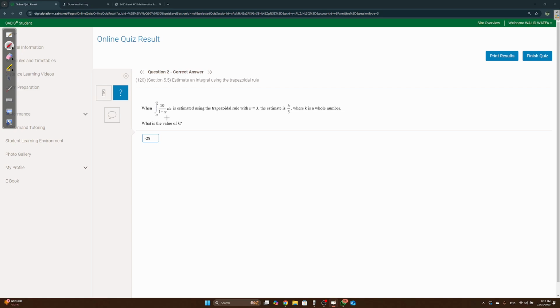The integral from minus 6 to minus 3 of dx is estimated using the trapezoidal rule with n equals 3. The estimate is k over 3, where k is a whole number. What is the value of k? So they want us to just use the trapezoid rule for this integral. What is the trapezoid rule? It's h over 2 times [f of x0 plus 2 f of x1, and it keeps on going until you reach 2 f of x n minus 1, and then f of x n], right?